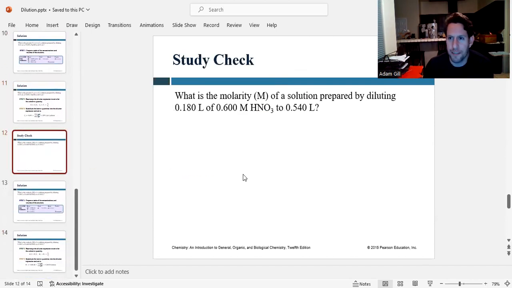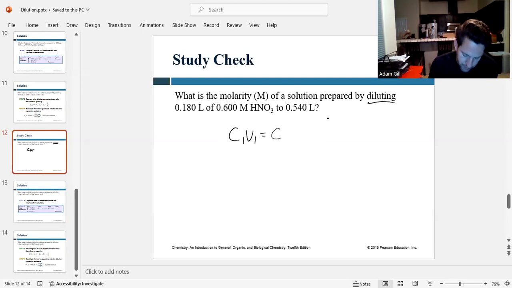All right, last practice problem. What is the molarity of a solution prepared by diluting 0.180 liters of 0.6 molar HNO3 to 0.540 liters? Anytime you see diluting in the word problem, you know you're going to be using this equation. So that's the key word. If you see diluting, just immediately grab that equation.